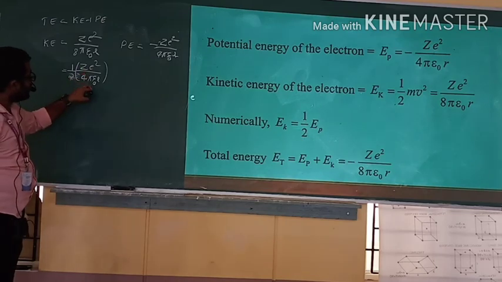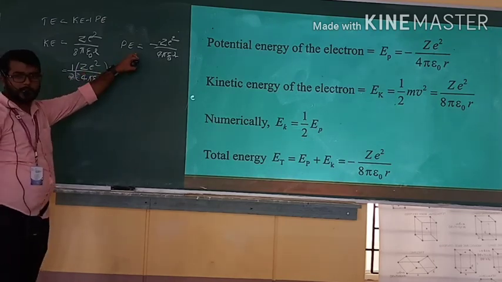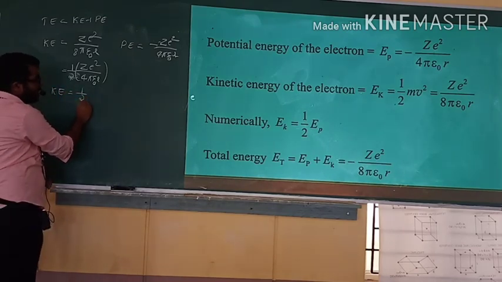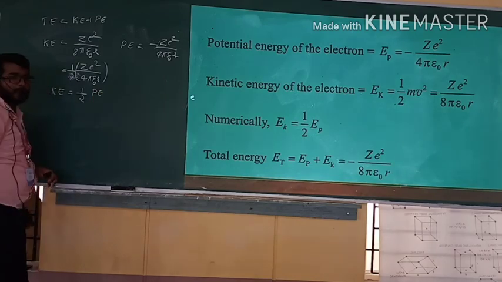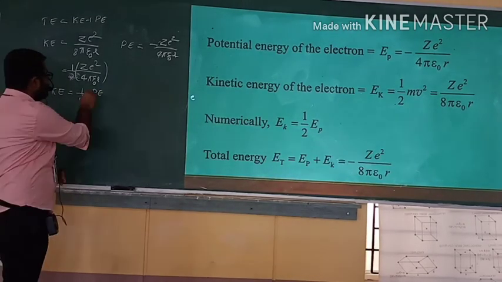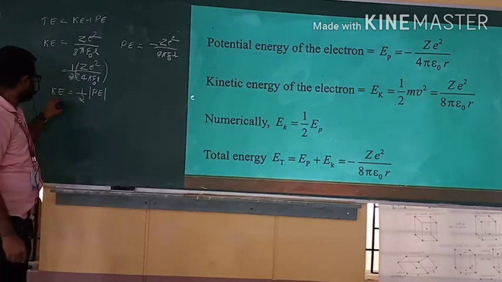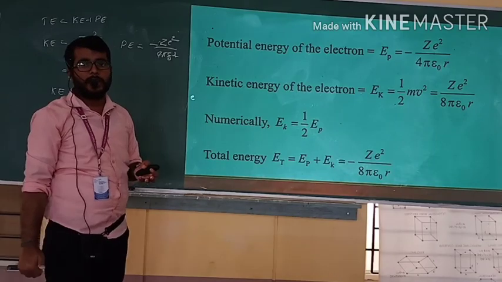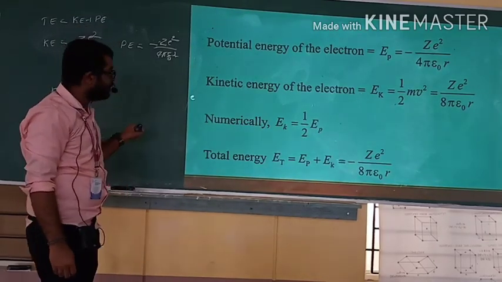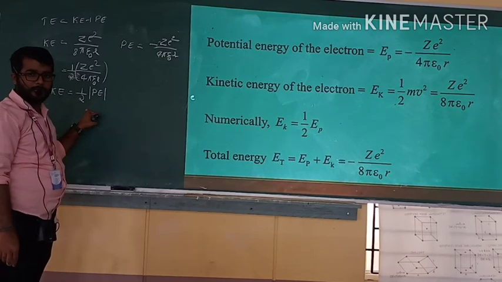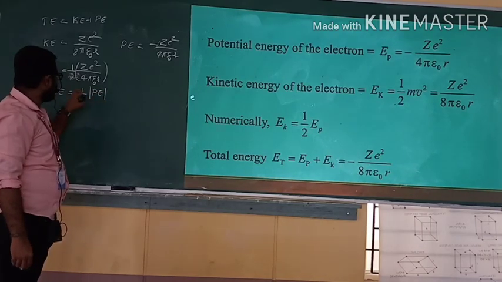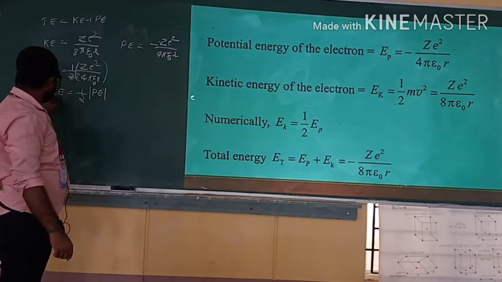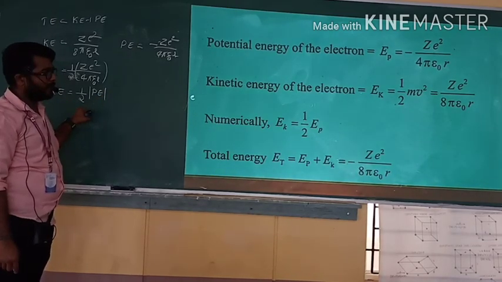What is Z square divided by 4 pi epsilon naught R? It is the potential energy. Therefore, I can write kinetic energy is equal to half of the potential energy. The kinetic energy is always positive, therefore we are taking the modulus here. That is, kinetic energy is equal to half of potential energy. If the potential energy is given and you are asked to find the kinetic energy, you can use this relation. Or if the kinetic energy is given and you are asked to find the potential energy, then potential energy is equal to 2 times the kinetic energy.